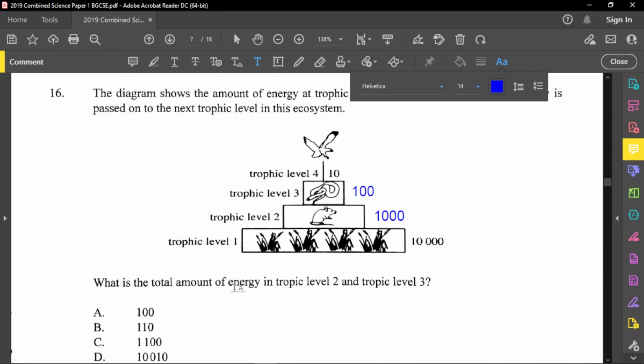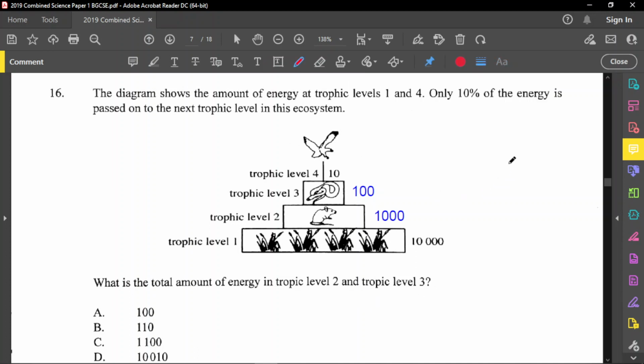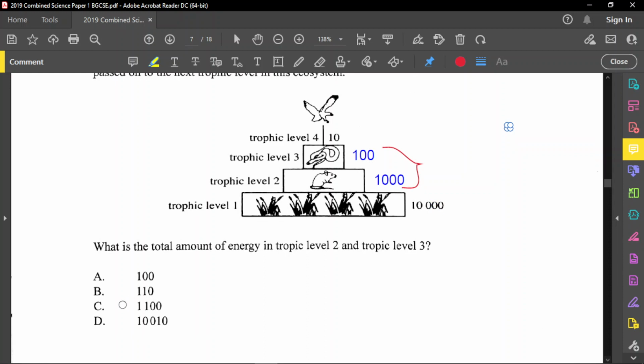And so what is the total amount of energy in trophic level 2 and trophic level 3? So we're looking here for the combination of 2 and 3. And so 2 and 3 will be here, all right? So these two together, that's a total of 1,100. So the answer here has to be C, a total of 1,100, which is C. All right, let's go to our next question.